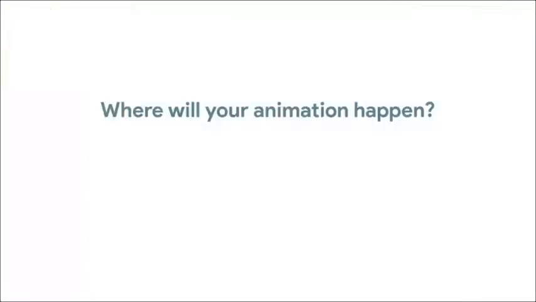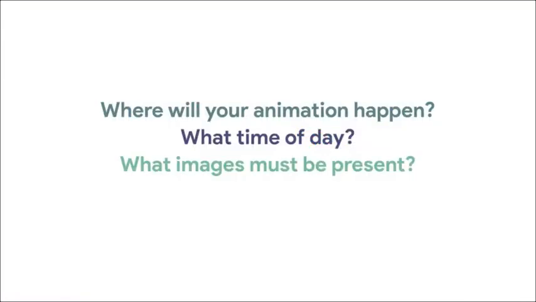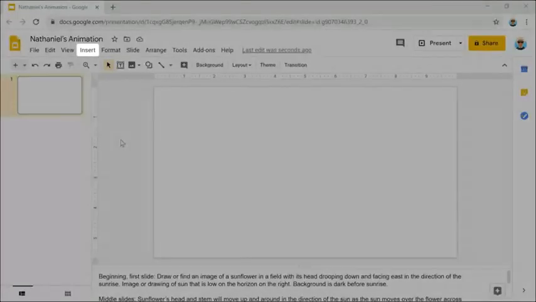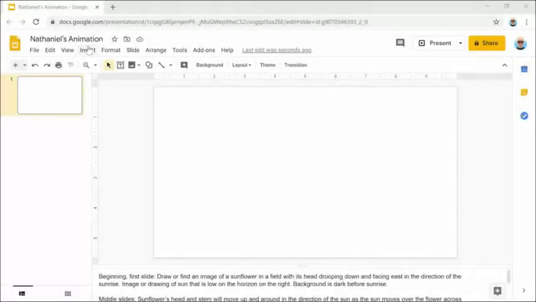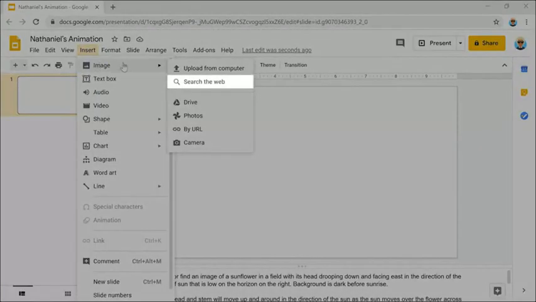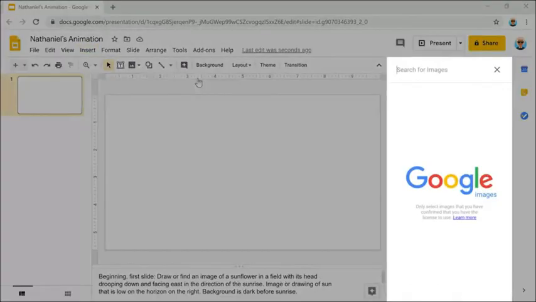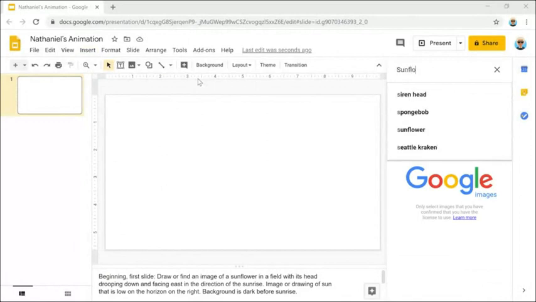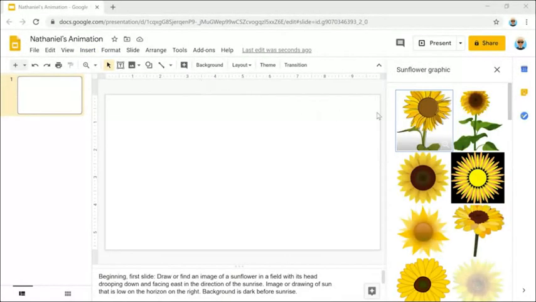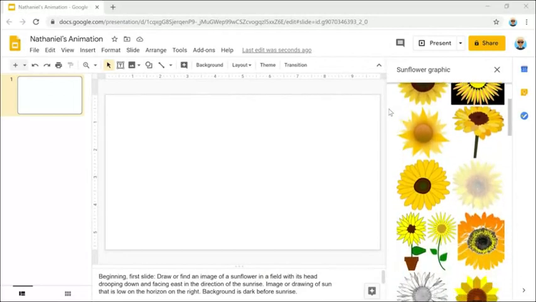Where will your animation happen? What time of day? What images must be present for your animation to begin? What direction will they move across the slide? To begin, find an image or graphic that you can use for your animation. Search for the image and make sure you have the right to use the image. Look for the image that will be the focal point of the animation. This is the part your viewers will watch change or move the most.